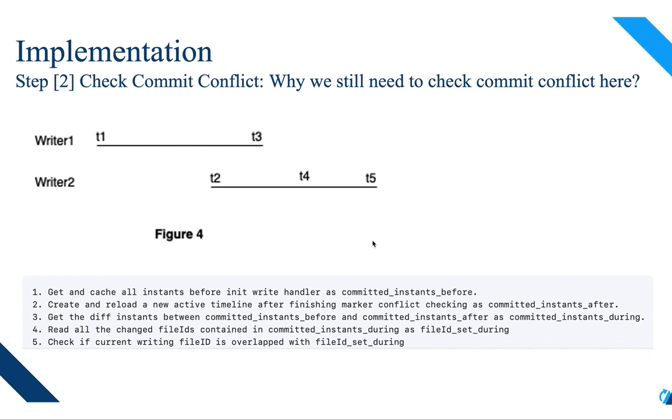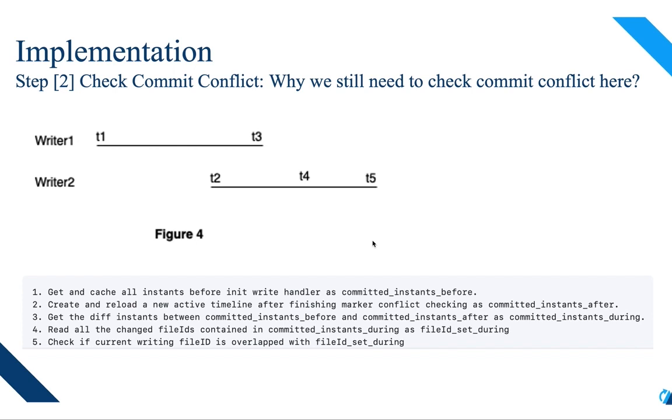Writer 1 starts writing data at time t1 and finishes at time t3. Writer 2 starts writing at t2, and at time t4 writer 2 tries to create a marker for file A, which was already updated by writer 1. Since all markers of writer 1 have been deleted, such a conflict cannot be found in the stage of marker conflict detection until starting to commit.